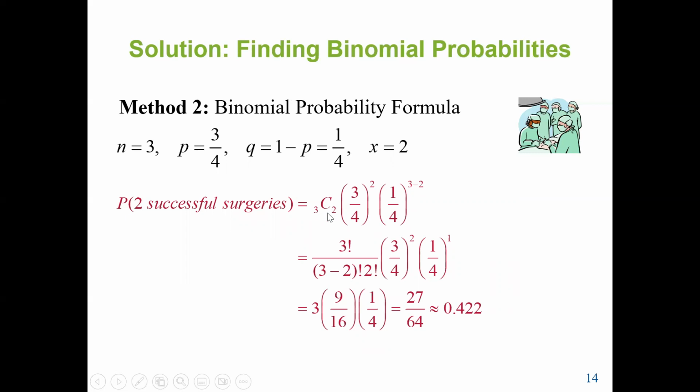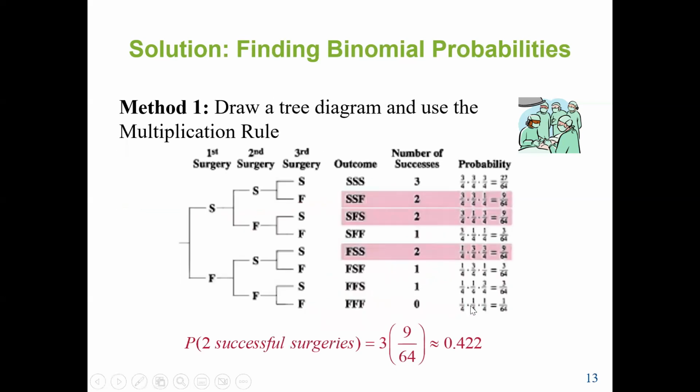We plug in C(3,2), 3/4 squared, 1/4 to the power 3 minus 2. Again, 1/4 is Q, 3/4 is P. P raised to the power X, so 2. Q raised to the power N minus X, so 3 minus 2. That's the formula. Combination of 3, 2 gives us 3 factorial over 3 minus 2 factorial times 2 factorial. Then we have 3/4 squared times 1/4 to the power 1. When we do all this multiplication and calculations, we get 0.422, which is the same as the multiplication rule, roughly 0.422 also.